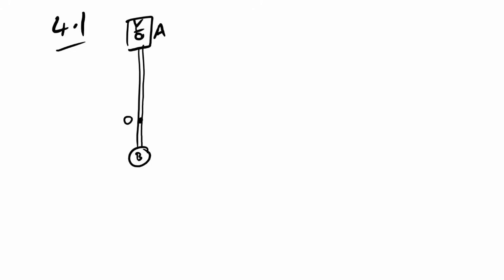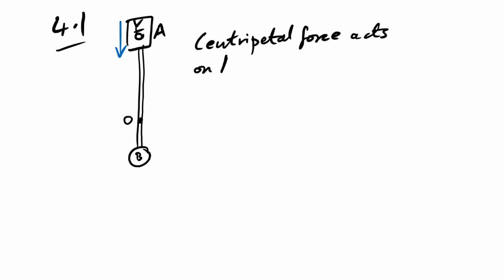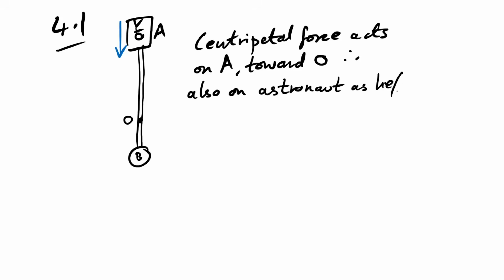Lots of people got confused with this one when they did it with me. But basically, we know that in order for A to go around in a circle, this part of it must be being pulled, as it were. There must be a force pulling the box towards the center. So we can say that centripetal force on A toward O, therefore also on the astronaut as he or she is in contact with it.